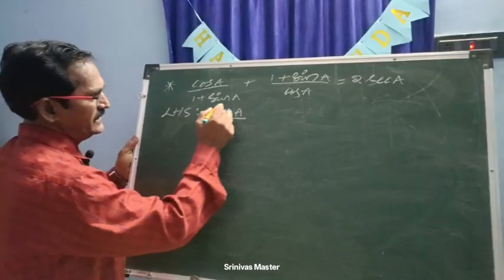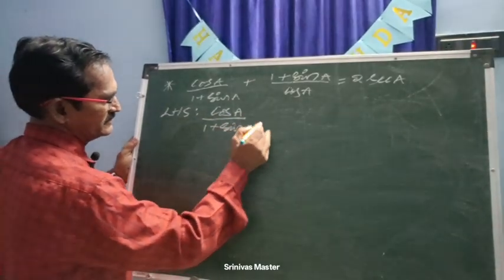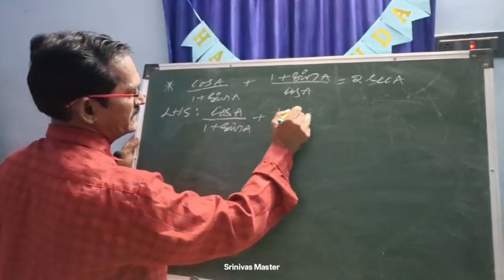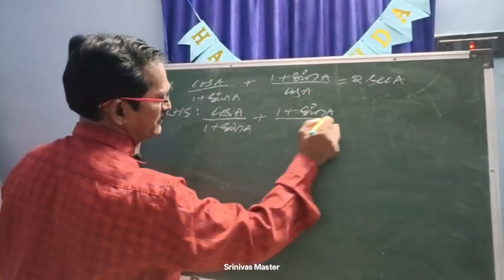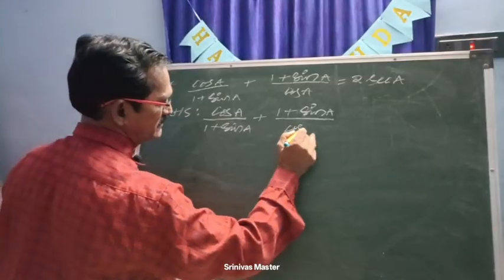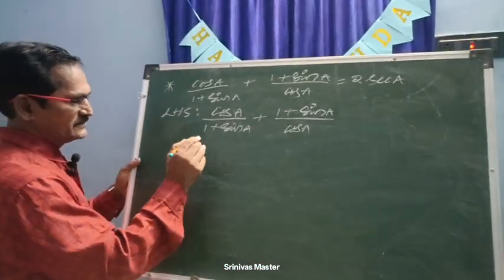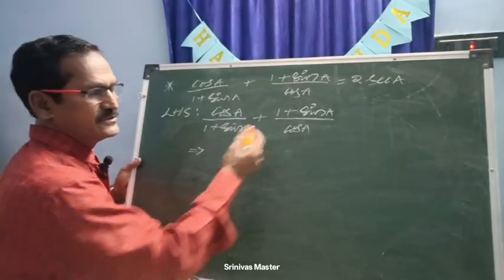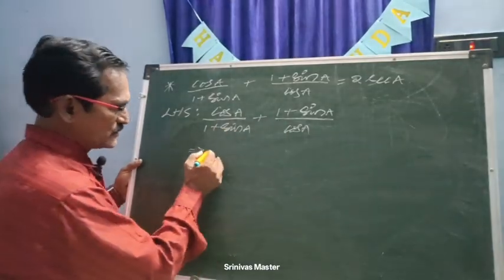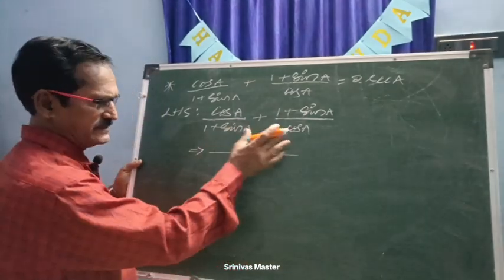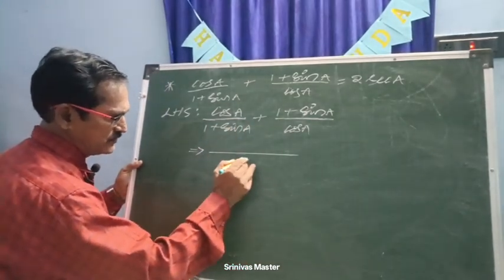Cos A by 1 plus sin A plus 1 plus sin A by cos A. See children, now we have to take the LCM. What is the LCM? 1 plus sin A into cos A. Because both are unlike fractions, the denominators are different. There is no common factor, so you can take the LCM, that means you multiply both.